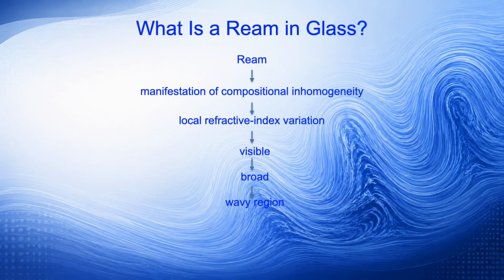A ream is a manifestation of compositional inhomogeneity in glass. The compositional variation creates a local refractive index variation, causing light to bend differently as it passes through the glass. As a result, the defect appears as a visible, broad, wavy region within the glass.